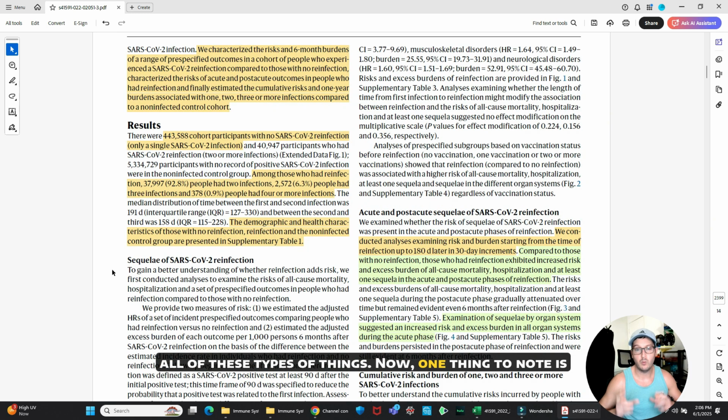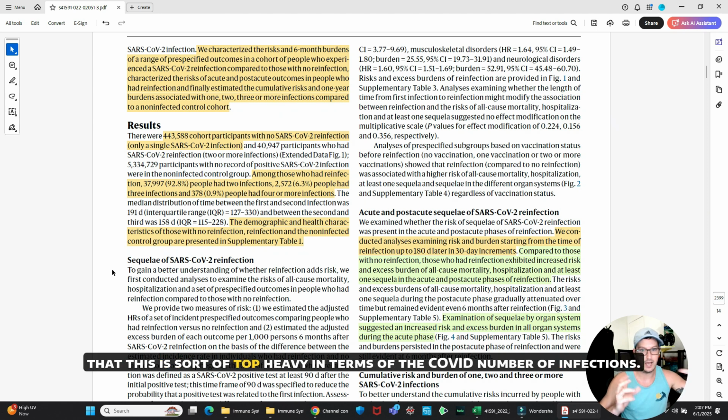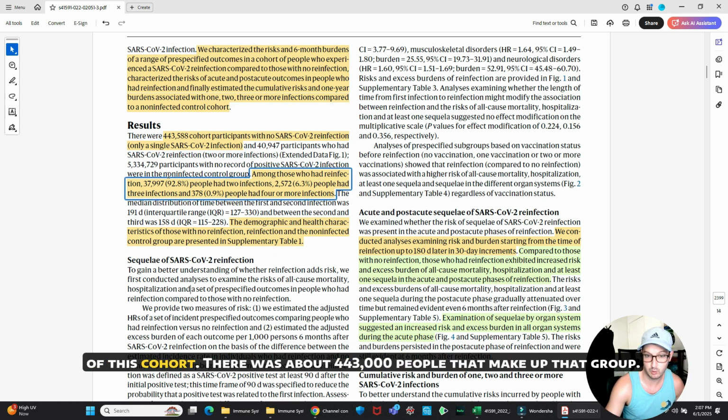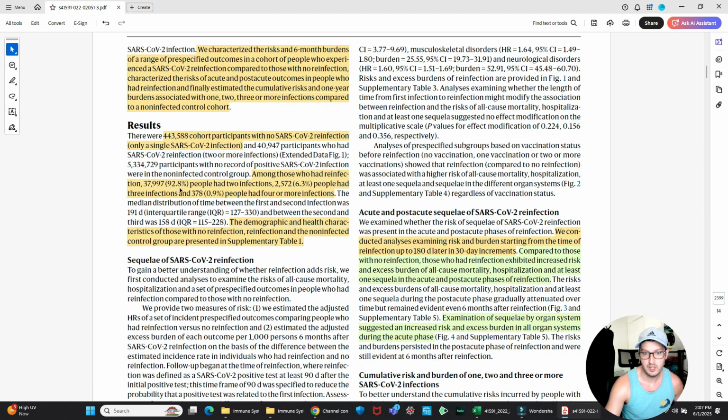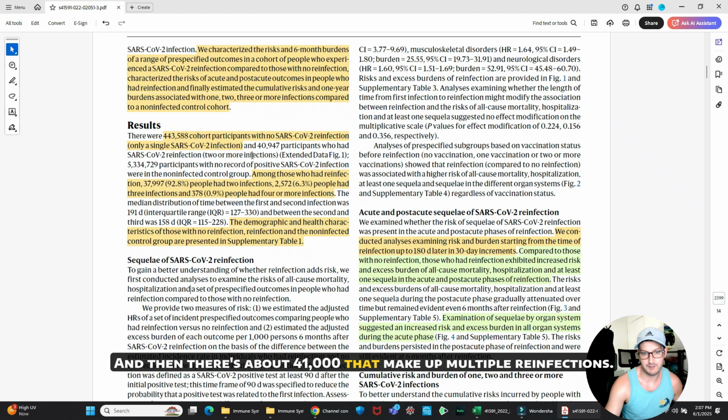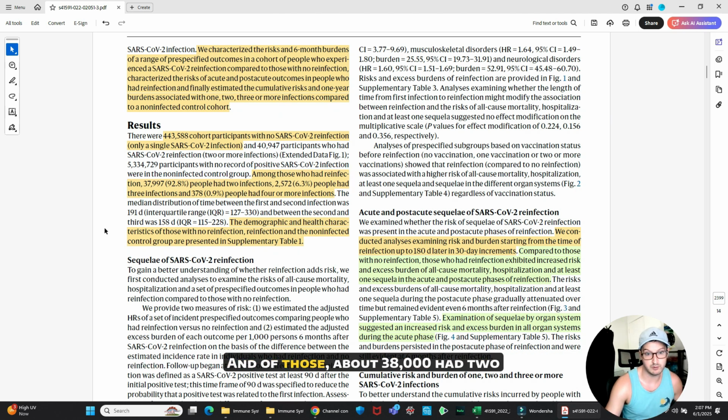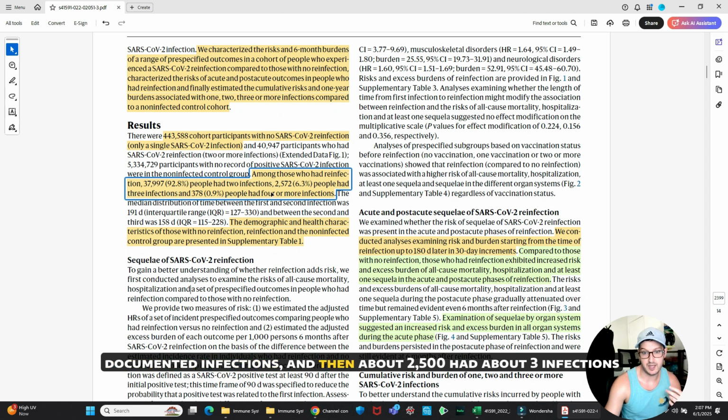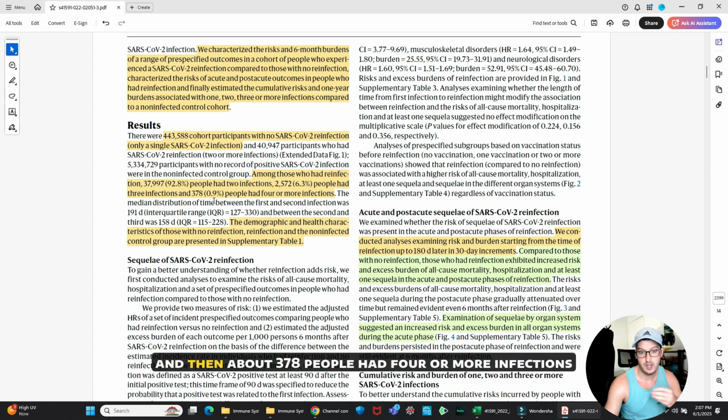Now, one thing to note is that this is top heavy in terms of the number of infections. People that had only one documented COVID infection made up the majority of this cohort. There were about 443,000 people that make up that group. And then there's about 41,000 that make up multiple reinfections. Of those, about 38,000 had two documented infections, about 2,500 had three infections documented, and then about 378 people had four or more infections documented for COVID at that point.